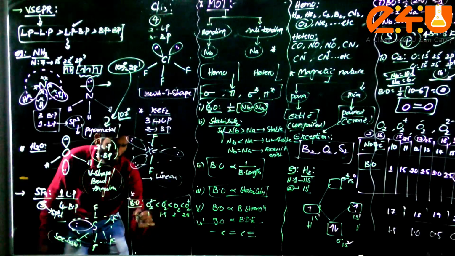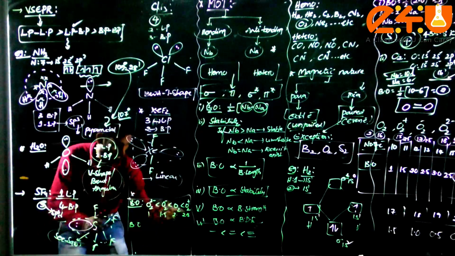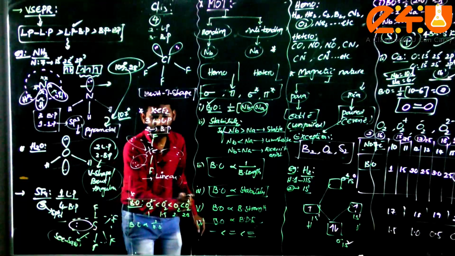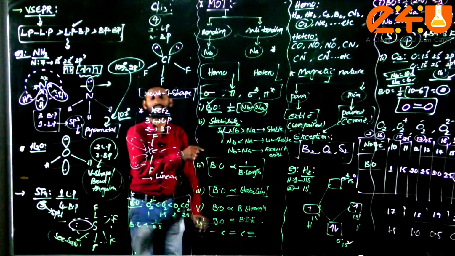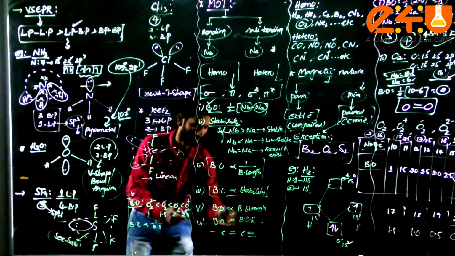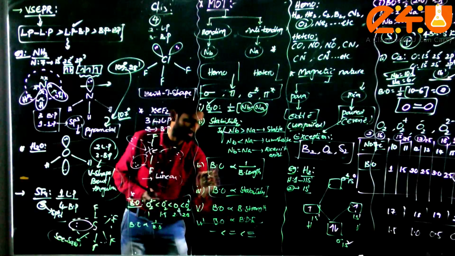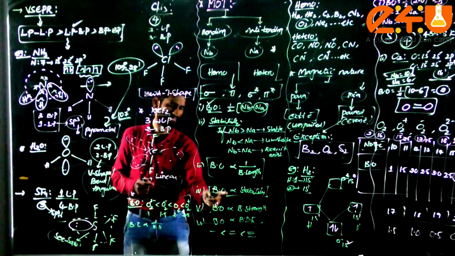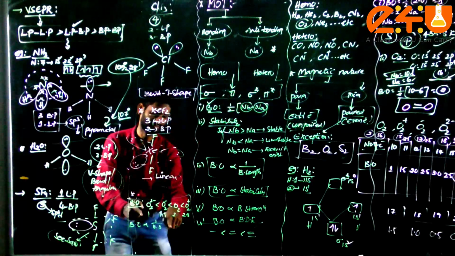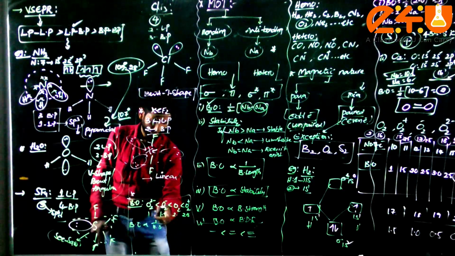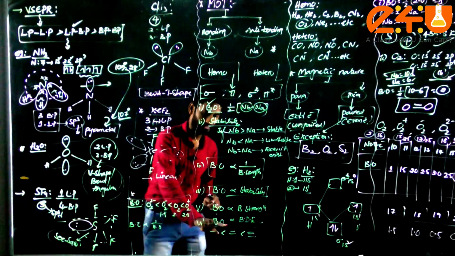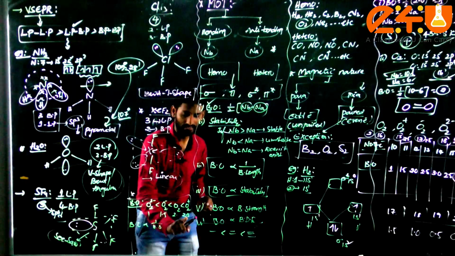Next, if they ask for bond length, it is inversely proportional to bond order. They will ask questions like: arrange the following ions in decreasing order of stability. The number of bonds, that is bond order, is directly proportional to stability. This is the answer. For bond length, the reverse will come: more bond length means less bond order. Next, bond dissociation energy will be high for higher bond order.